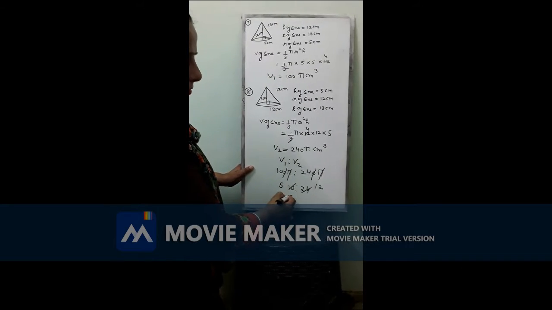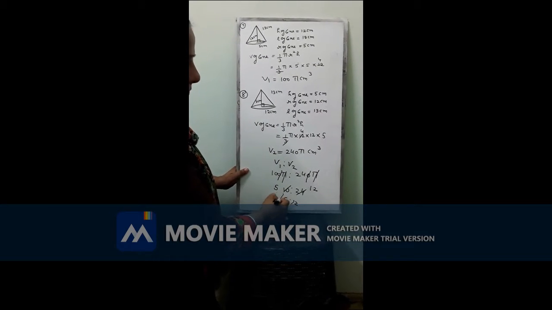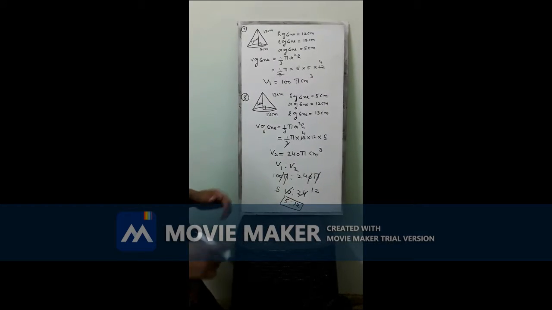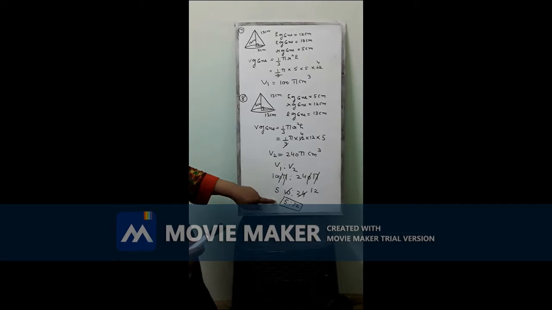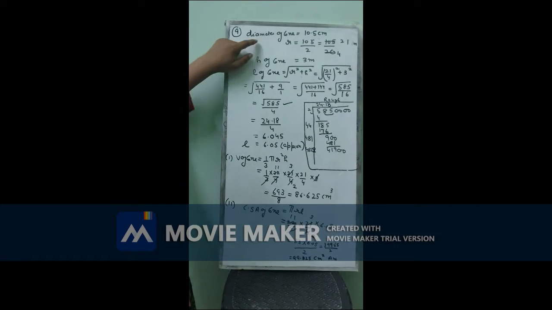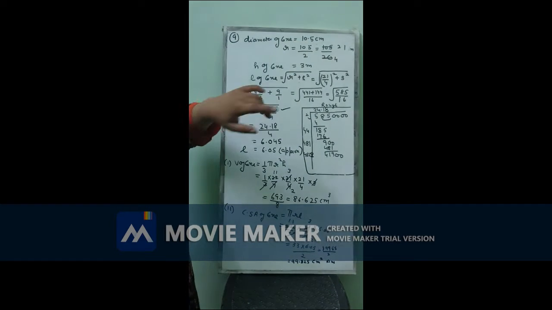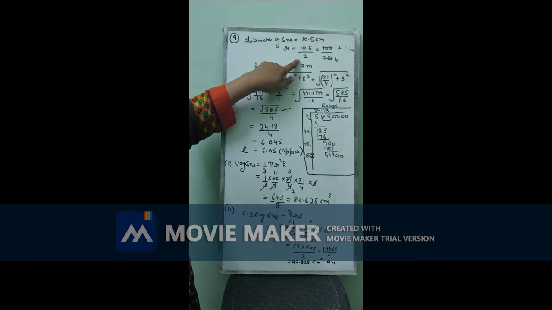What will you get? 5 ratio 12. This is the answer. 5 ratio 12 is the required answer. Clear to all? In sum number 9, the diameter of the cone is 10.5 centimeters. Radius will be 10.5 upon 2.